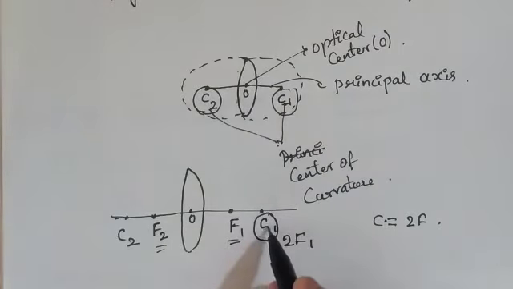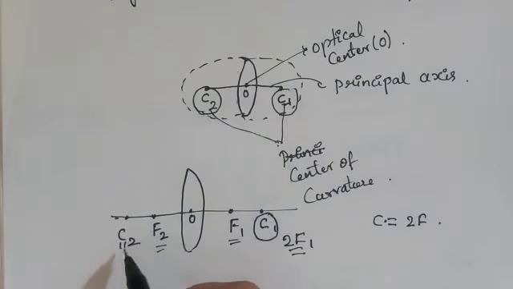So that means instead of C1 we are going to represent it as 2F1, and instead of C2 we are going to represent it as 2F2. So this is how the parameters are defined in the case of lenses, not only for convex, but also for the concave lens.